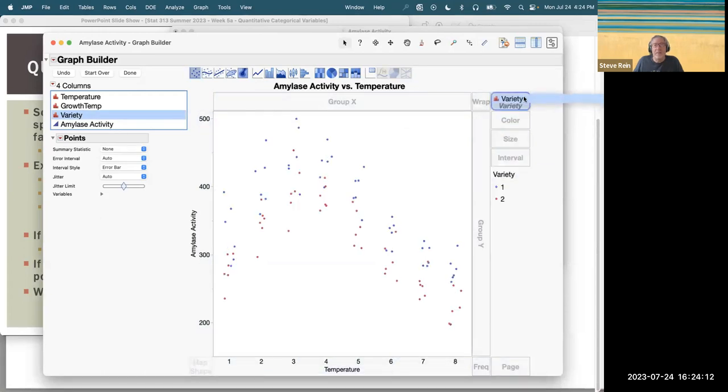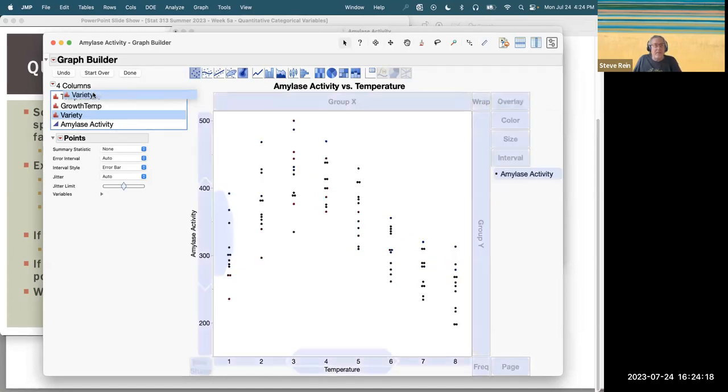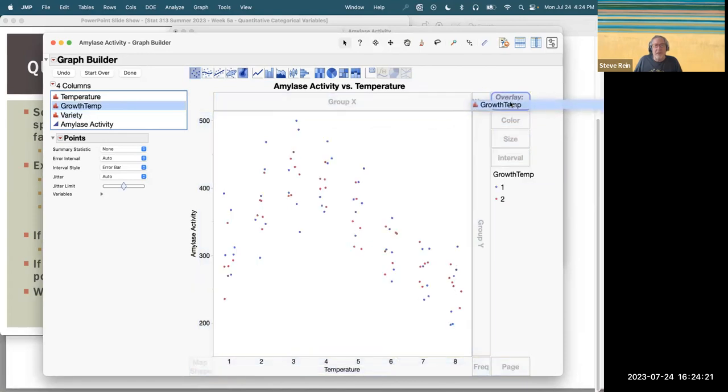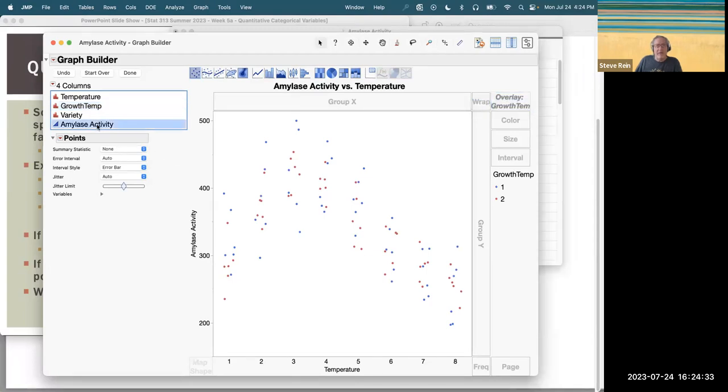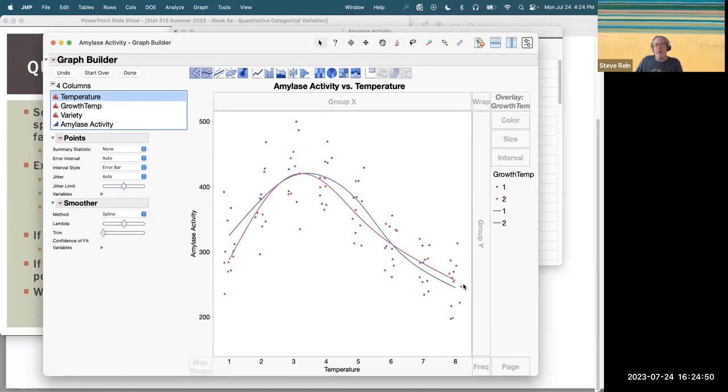Variety seems to definitely matter. So if I show you different patterns, you'd say a blue is higher than red. The temperature of the growth, well, that's a little bit more diffuse, but maybe it matters. You think maybe a blocking variable here. And so really, amylase activity depends on probably the variety, maybe the growth temperature, certainly the temperature. We can see that. And rather than having categorical fits like we've done so far, we're saying, how about we have sort of a curve here, a polynomial of sorts.